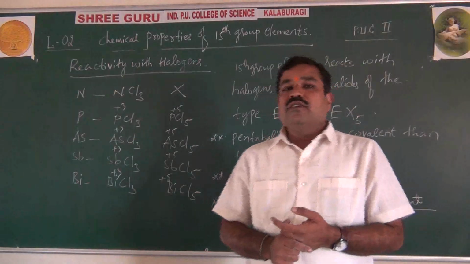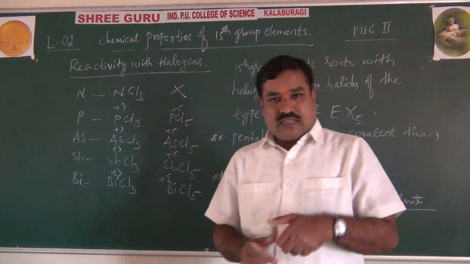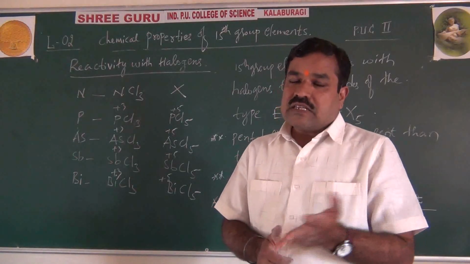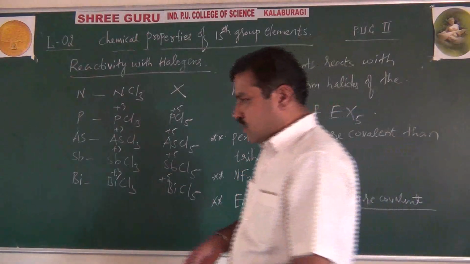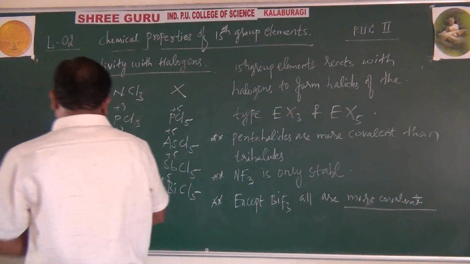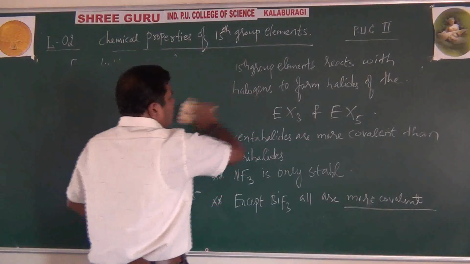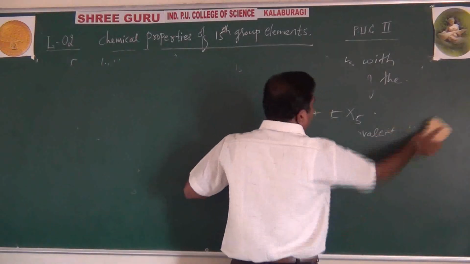And they react with the halogens and form the respective halides of the type trihalides and pentahalides. Pentahalides are more covalent than trihalides because oxidation number increases. As oxidation number increases, covalent character increases. That's about reactivity with hydrogen, oxygen and halogen. This is the completion of the three important chemical properties of the group 15 elements.